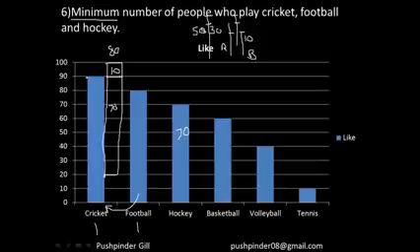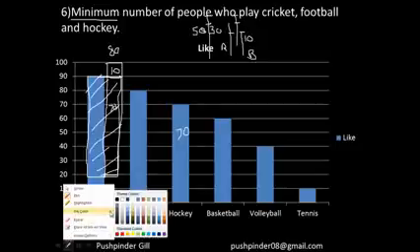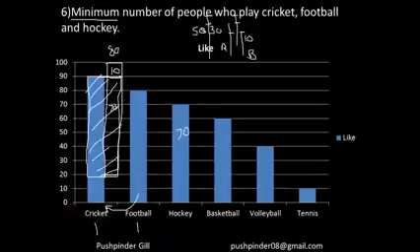So I have to put the 70 students in such a way so that I minimize this area, right? I have to minimize this area. So that means I have to put the 40 students in such a way, right? So let me say, okay, this is hockey. Let me say 70 students are here.